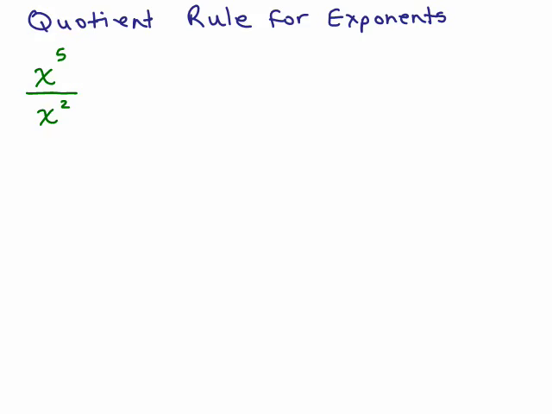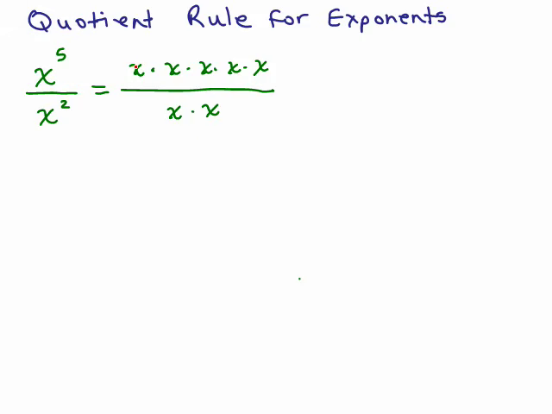Alright, we're going to develop the quotient rule for exponents. So remember, a quotient means dividing. So what we're going to do is take and divide two things where the base is the same but they have different exponents. So if I write down the meaning here, x times x times x times x times x, that's what x to the fifth is. And in the denominator, x squared is x times x.